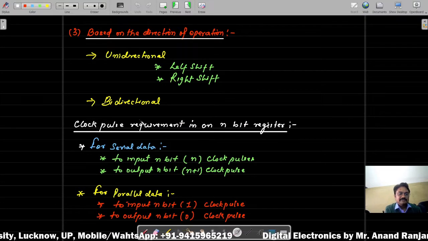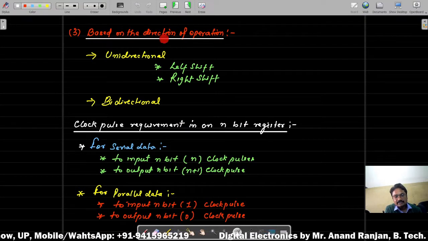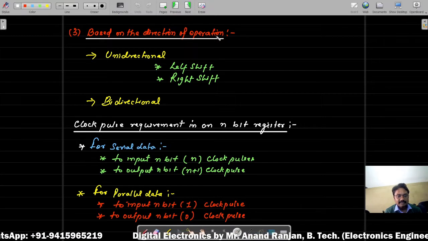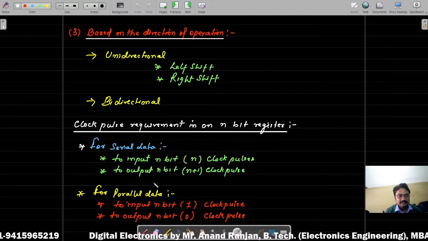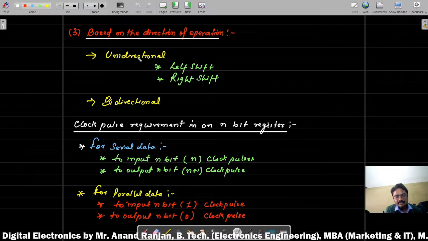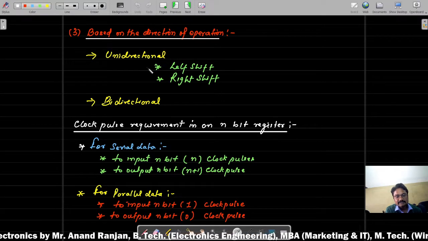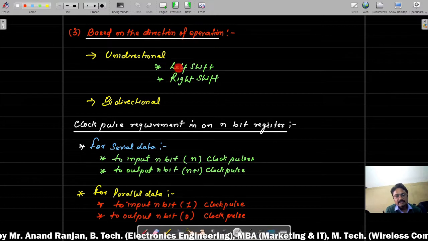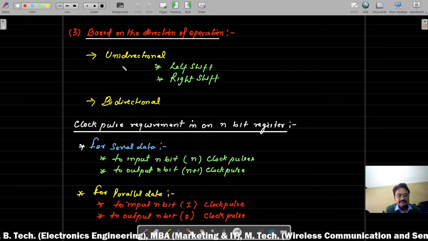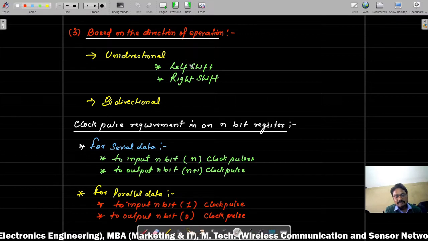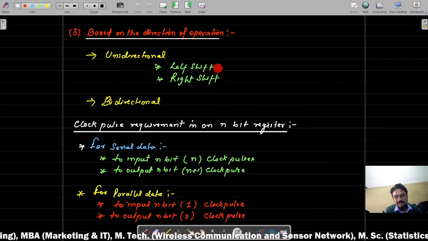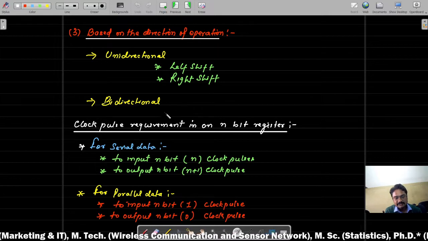The third classification is based on the direction of operations, meaning how it is actually loading the data, either from the right side or from the left side. Based on that, you can classify your register into different categories, in which one category is unidirectional, meaning the data will be shifted from the left side, or the data could be shifted from the right side. So this is the unidirectional property of the shift registers, by which we can classify our register as a left shift register or a right shift register.